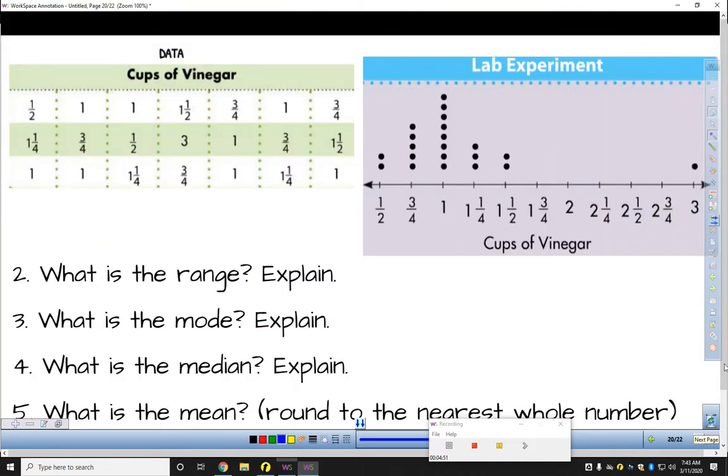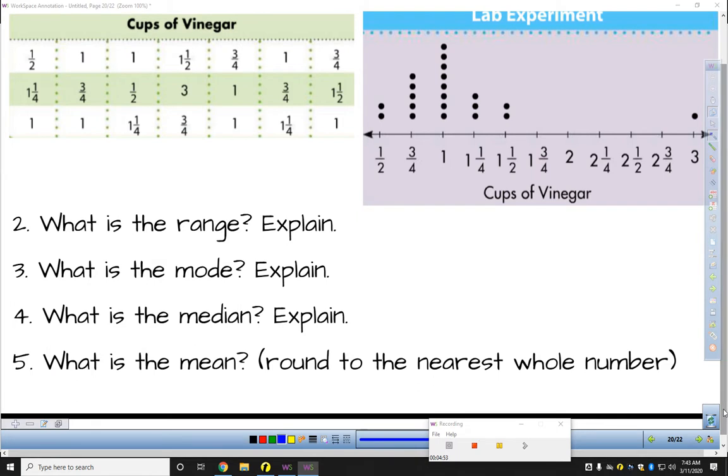All right, here we go. These are in your notes. I would invite you to follow along with us, right? So what is the range? A reminder that range was the highest minus the lowest.